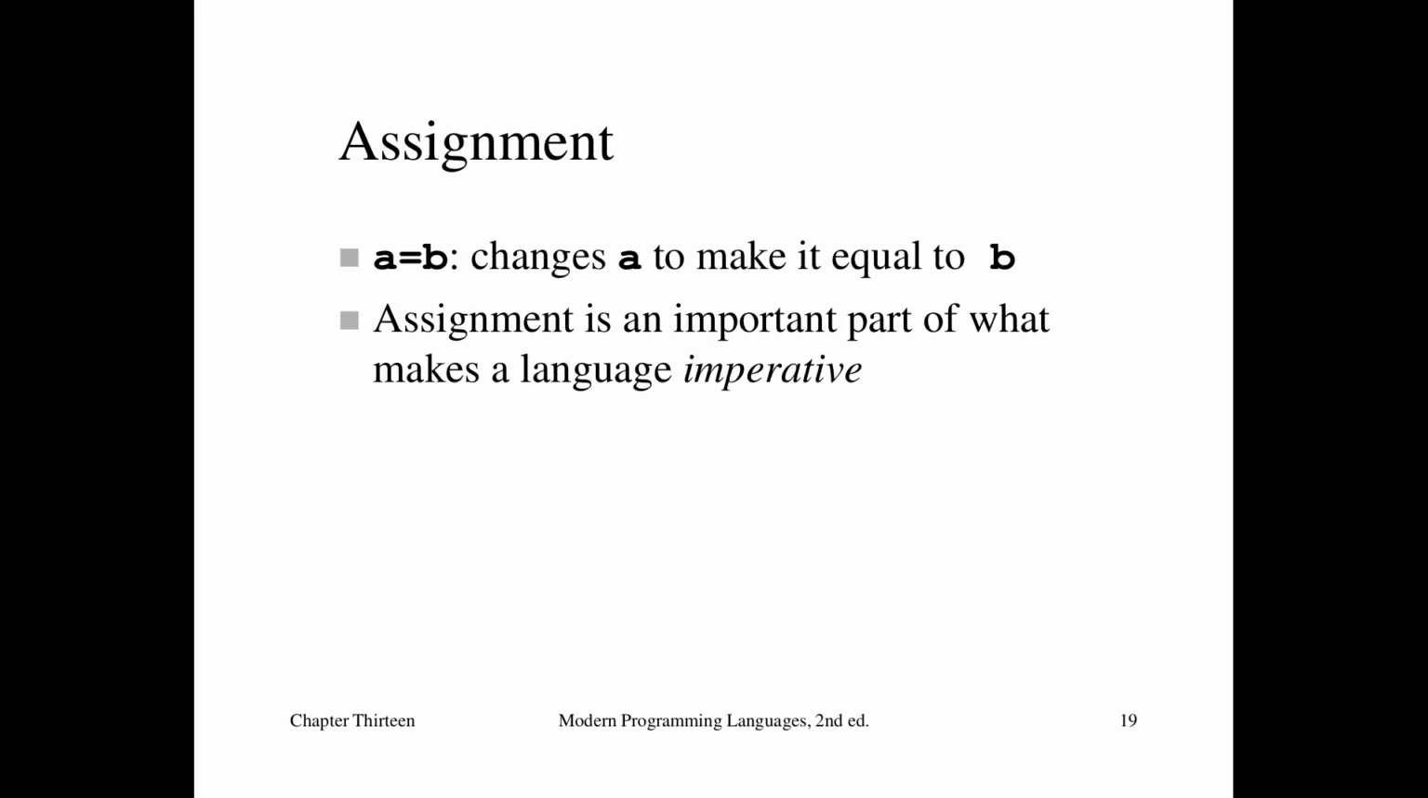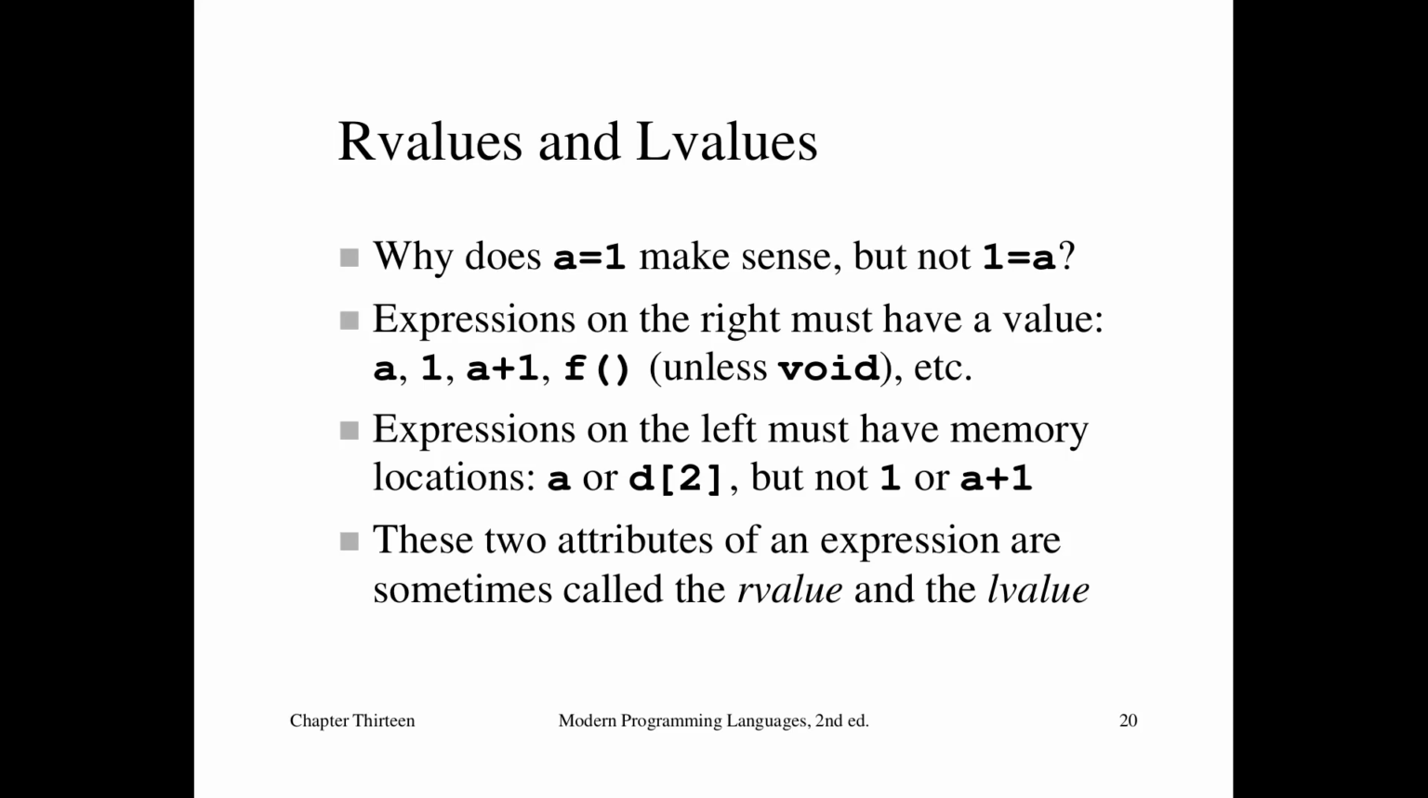Assignment is an important part of what makes the language imperative, right? We have this capability. We can keep reassigning the value of variables to be something new. We could not do this necessarily in ML, right? What we do there is set up a val, and it does not change from that whenever we're in that scope.